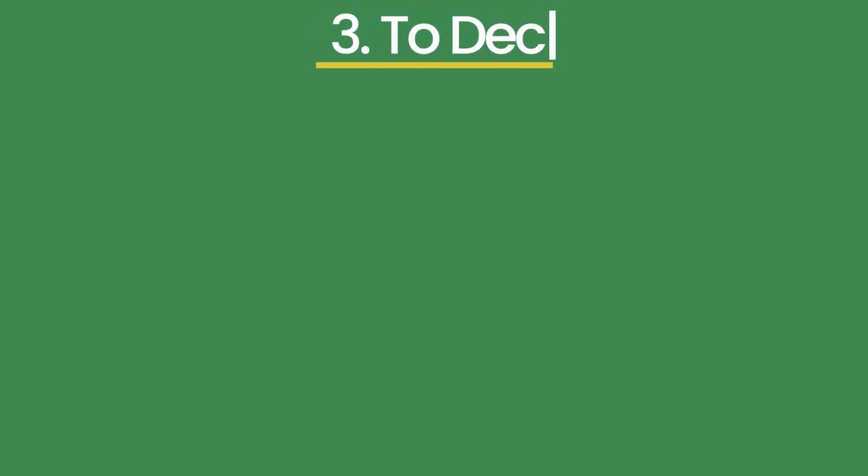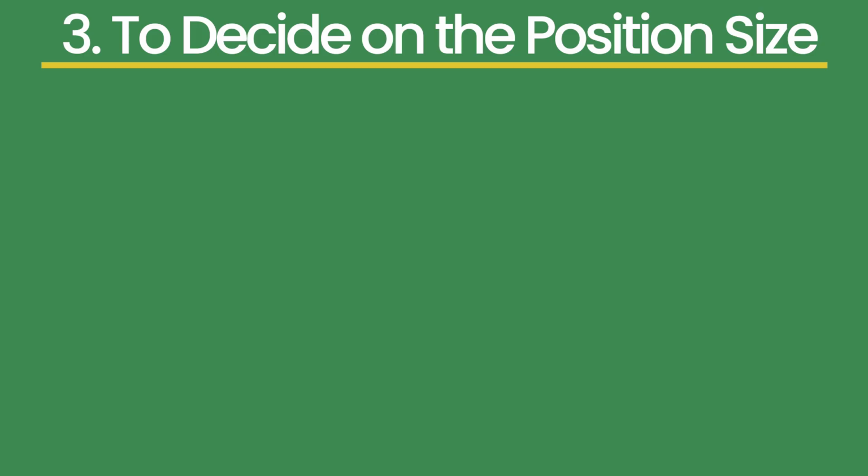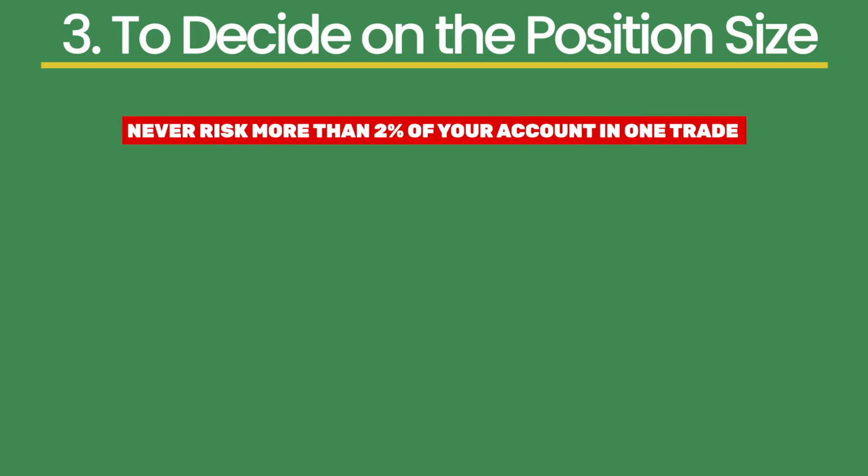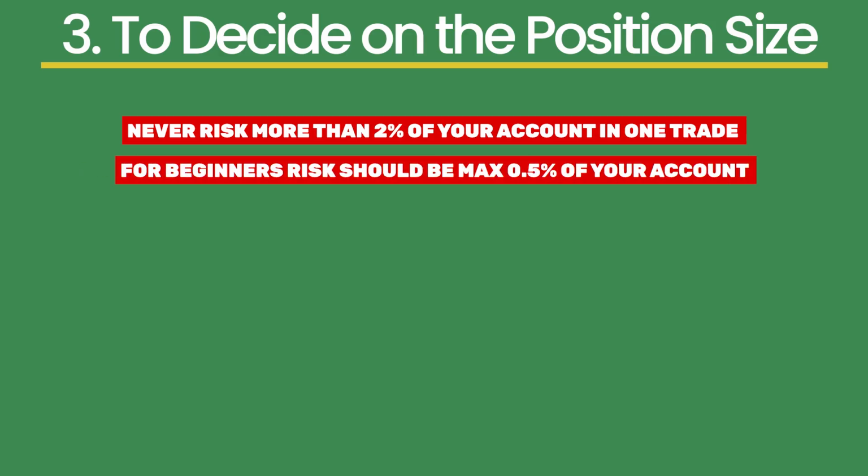The third usage of the average true range is to decide on your position size. The general rule is never risk more than 2% of your account in one trade. I'm talking here about your account value. For beginners, the risk should maximum be 0.5%. I normally use 0.5, 1%, despite I've been in this field for more than 20 years.